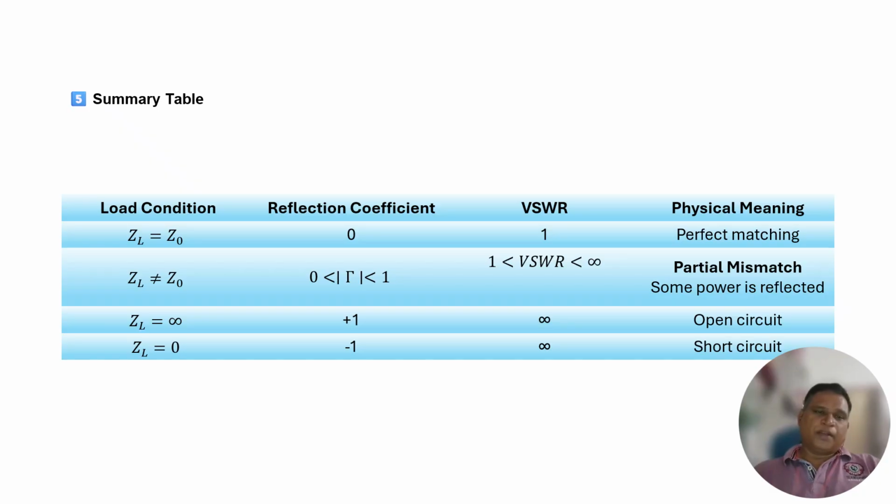This is the summary for the VSWR and the reflection coefficient here. For perfectly matched lines, ZL is equal to Z0, the reflection coefficient is 0, and VSWR is equal to 1. This is for partial mismatch, where some power is reflected, and ZL is equal to infinity is the open circuited line, and ZL is equal to 0 is the short circuited line. The VSWR and the reflection coefficients are given here.